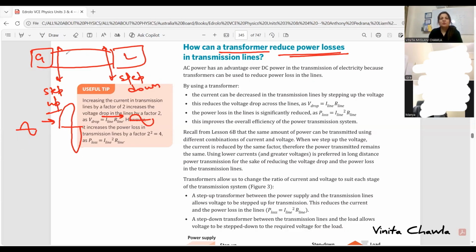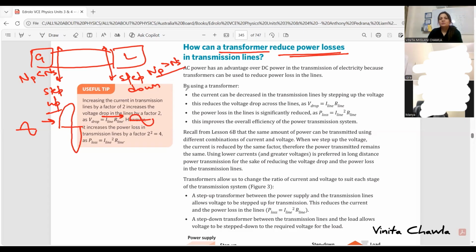In a step up transformer, the number of primary turns is less than the secondary turns. The number of turns in the secondary coil is greater than the number of turns in the primary coil, while in a step down transformer, the number of turns in the primary coil is greater than the number of turns in the secondary coil.